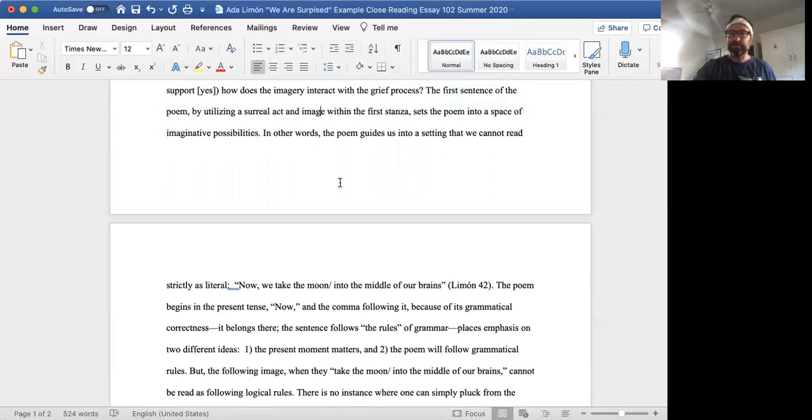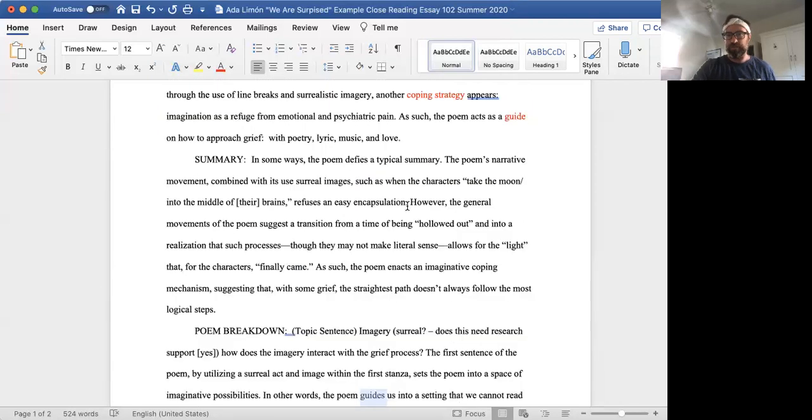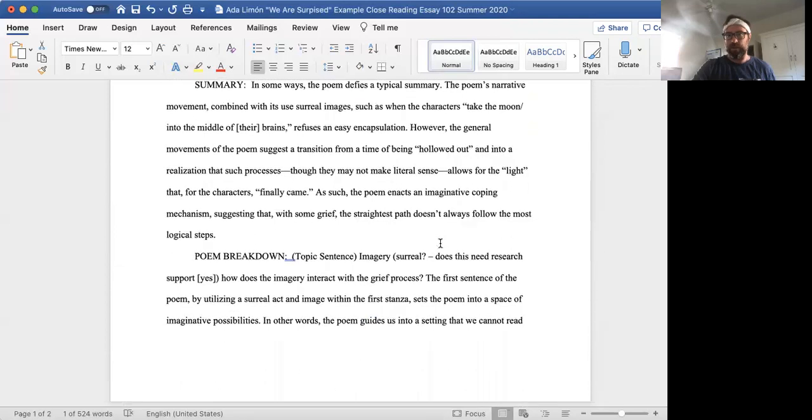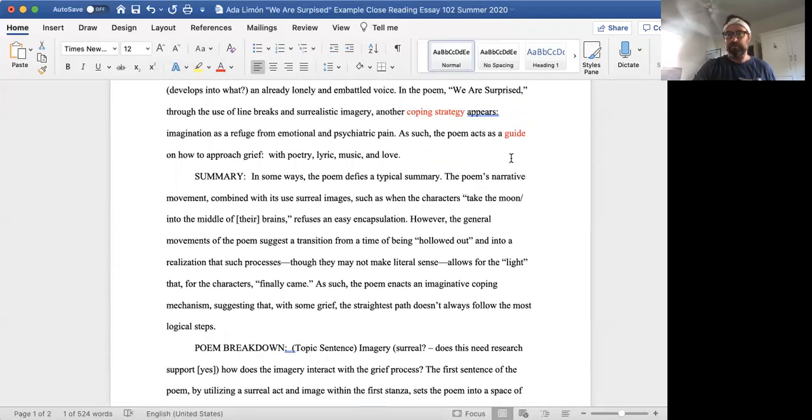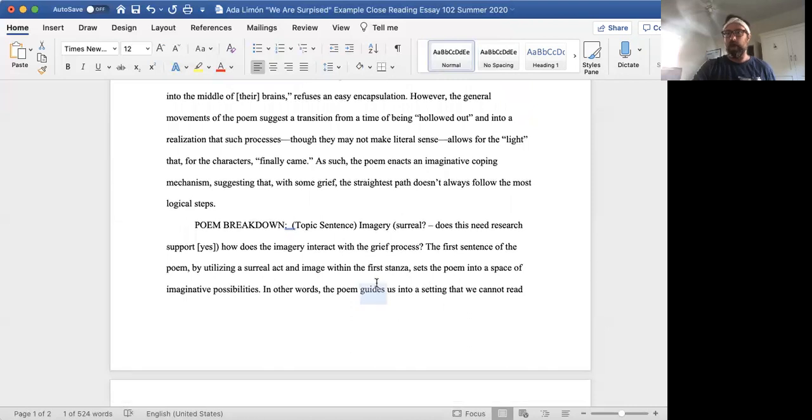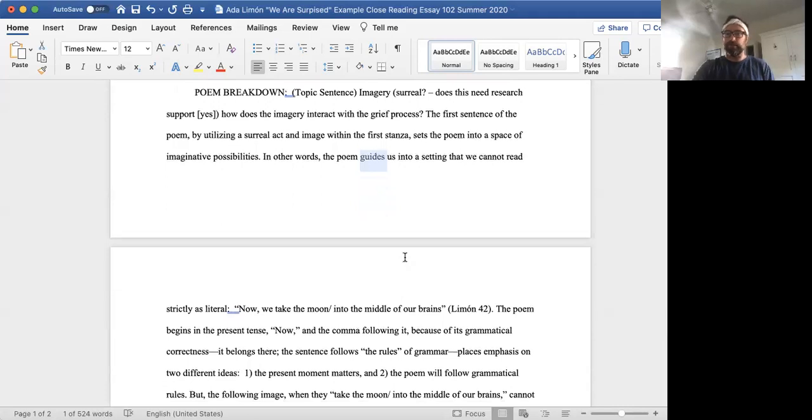So the poem guides us, and so I look at this. This is the verb I want to use here because I'm using it here, right? So I'm drawing in this moment my reader's attention to the fact that I know what I'm doing. I'm being careful. I'm using the same language throughout the paper, creating a cohesive argument as I go forward. The poem guides us into a setting that we cannot read strictly as literal.